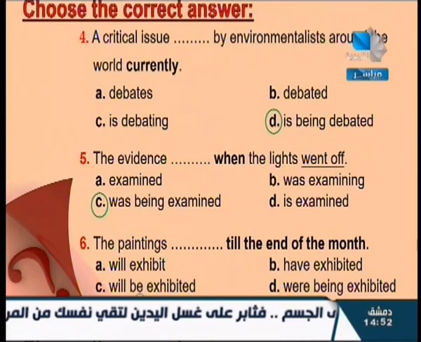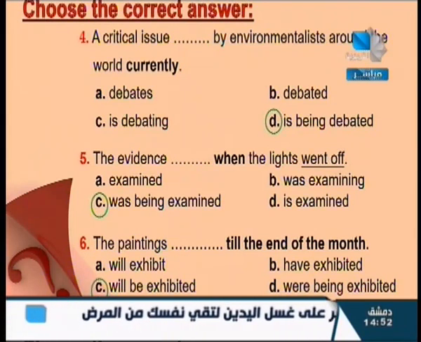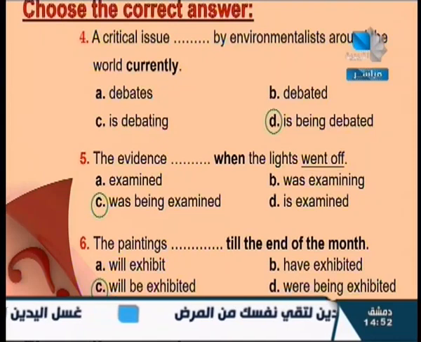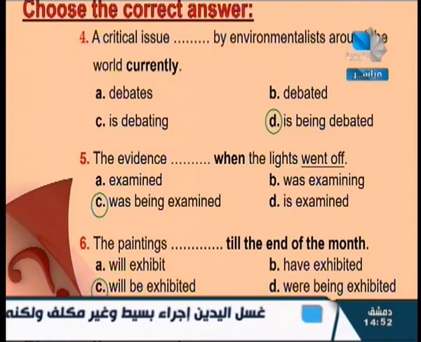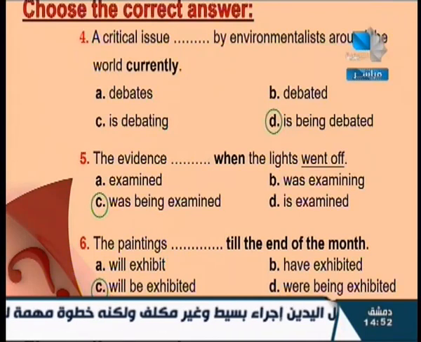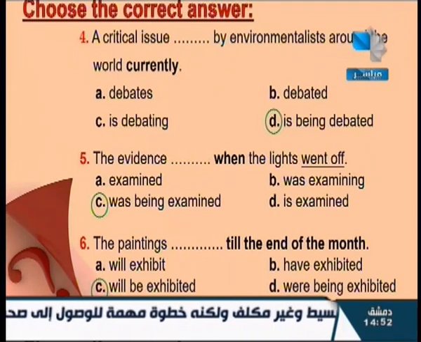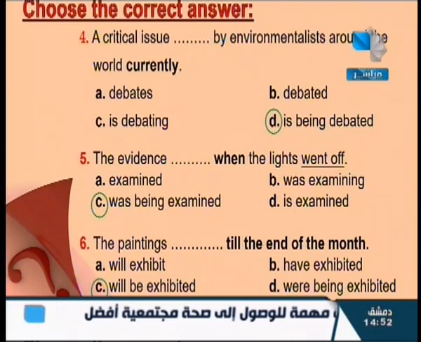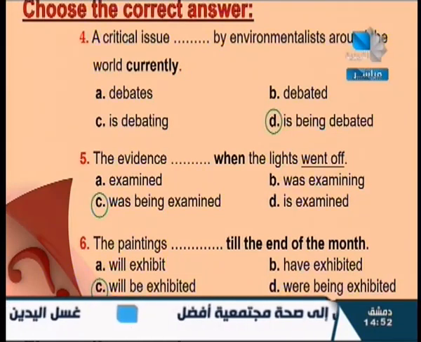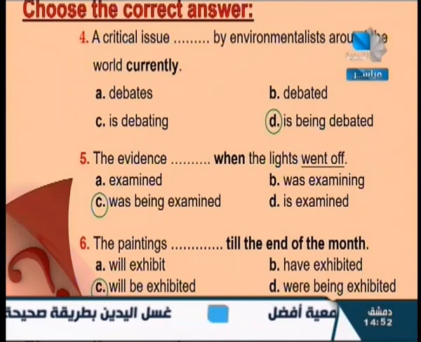Okay, the paintings till the end of the month, we should choose: will exhibit, have exhibited, will be exhibited, or were being exhibited. Of course, the paintings surely are the receiver of the action, so it should be in the passive. We are talking about the future, so it should be either A or C. The correct answer should be C because it is passive: will be exhibited.